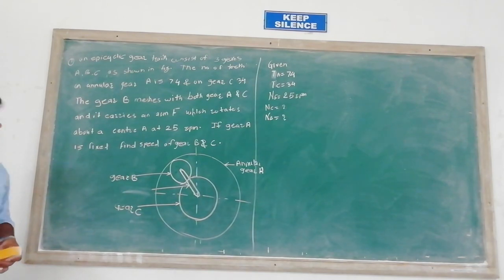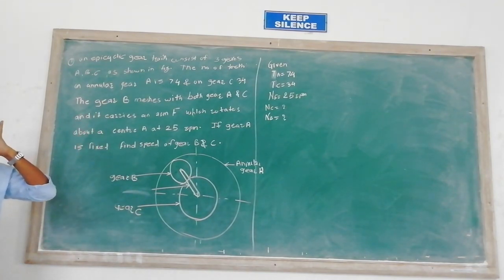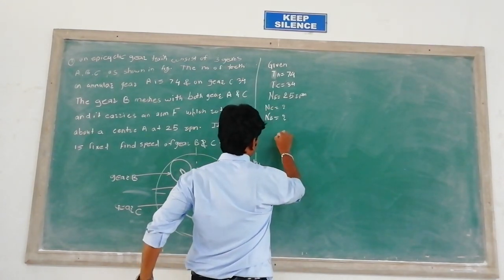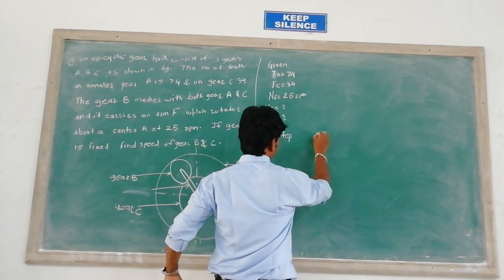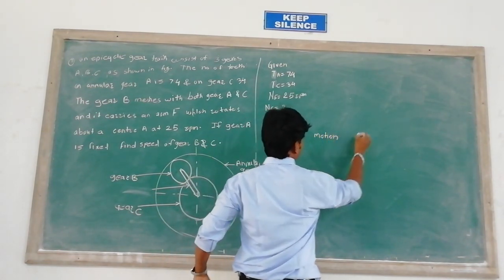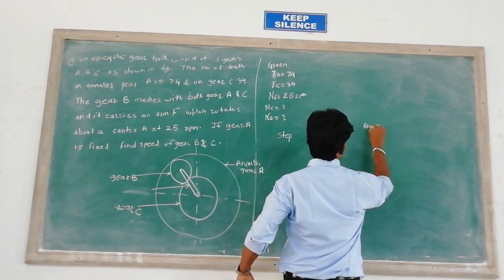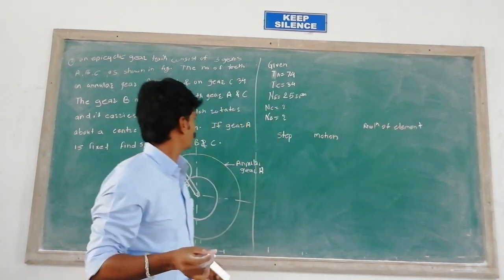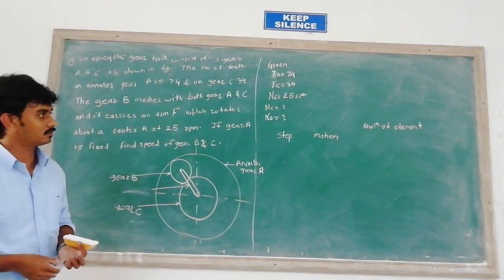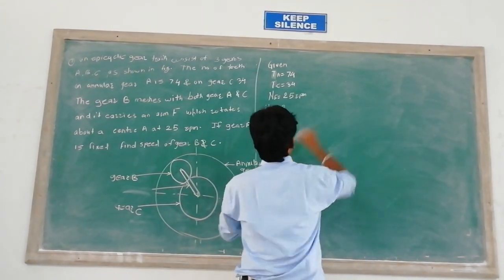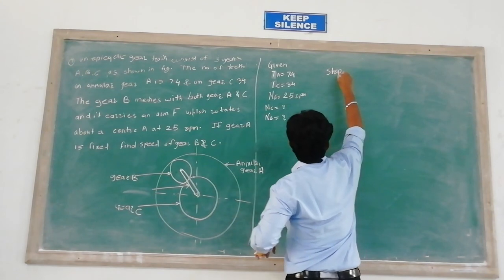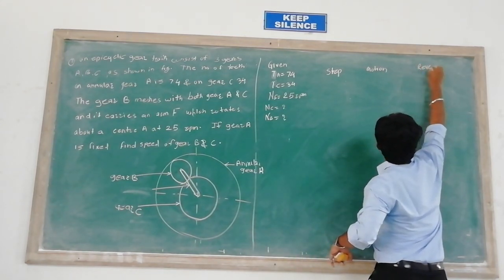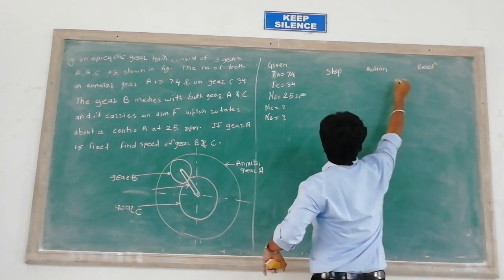So first of all, we will draw the table. That is, we discuss the tabular method and we will solve this problem. This is step, here is motion, here is revolution of elements. Revolution of the elements. I will write this here: step, motion and revolution. Here we will mark the elements.